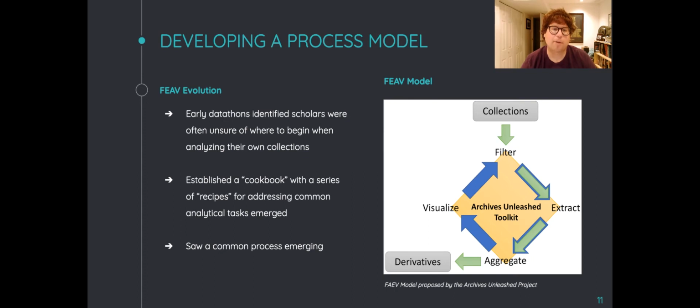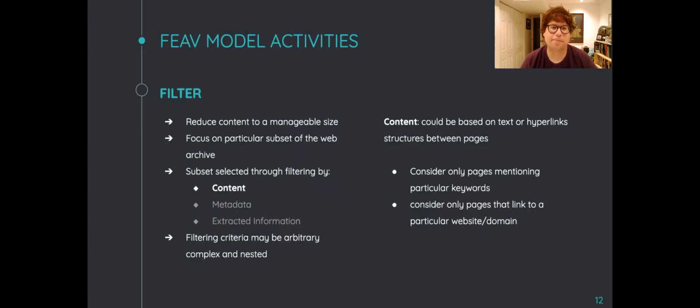Now, to develop the process model, we really have to go back to those early datathons, where we realized that scholars were often unsure of where to begin when they wanted to analyze their own collections. And so we started out by establishing a cookbook, which had a series of recipes for addressing common analytical tasks that scholars wanted to do. And by doing so, we began to see a common process emerging across these scholarly questions, which we then developed into a process model. And you can see this figure here from our paper at right.